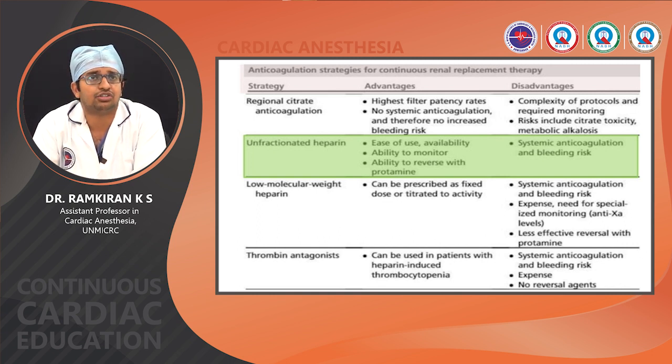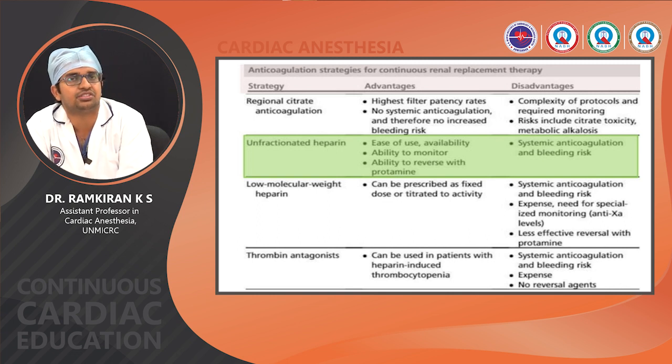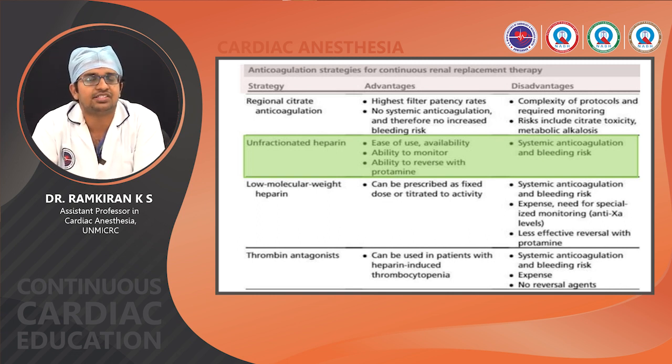So what are the advantages of regional citrate anticoagulation? It has the highest filter patency rate, no systemic anticoagulation is required, so there is no bleeding risk. But there is a complexity of protocols, continuous monitoring is required, and there are risks of citrate toxicity and metabolic alkalosis as well. Unfractionated heparin is easy to use, easy to monitor, and easy to reverse with protamine, but it is associated with systemic anticoagulation and bleeding risk. Apart from that, other agents have been used, like low molecular weight heparin and thrombin antagonists, but they are less commonly used.